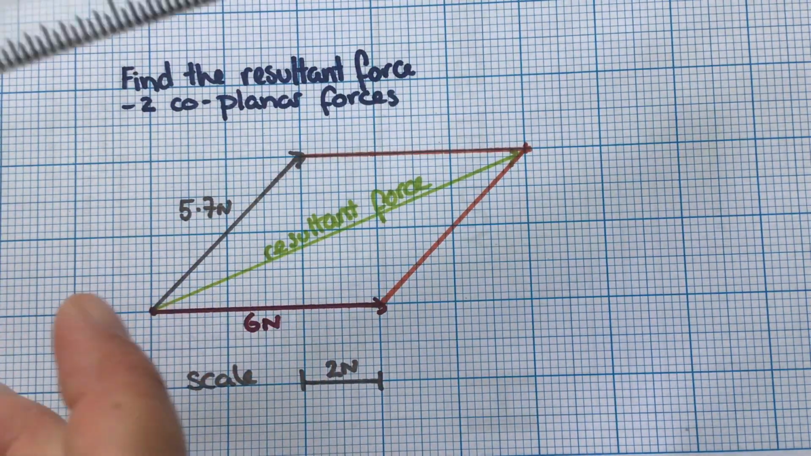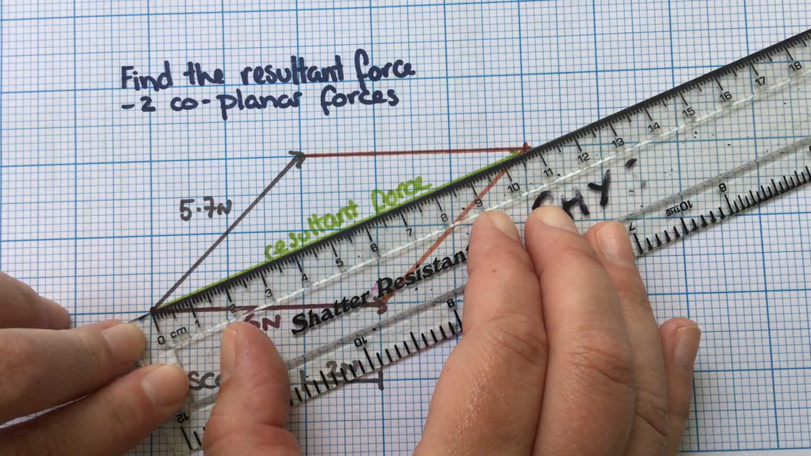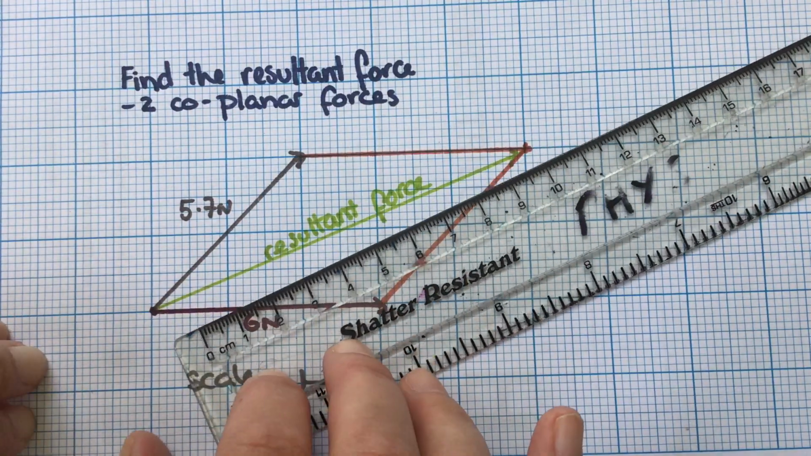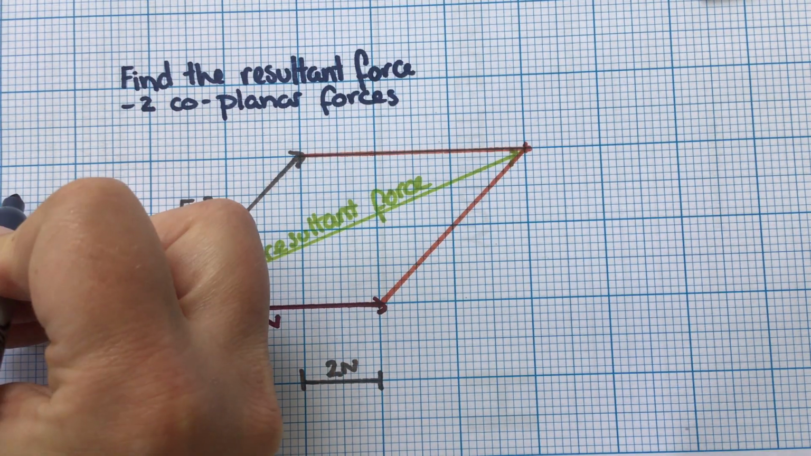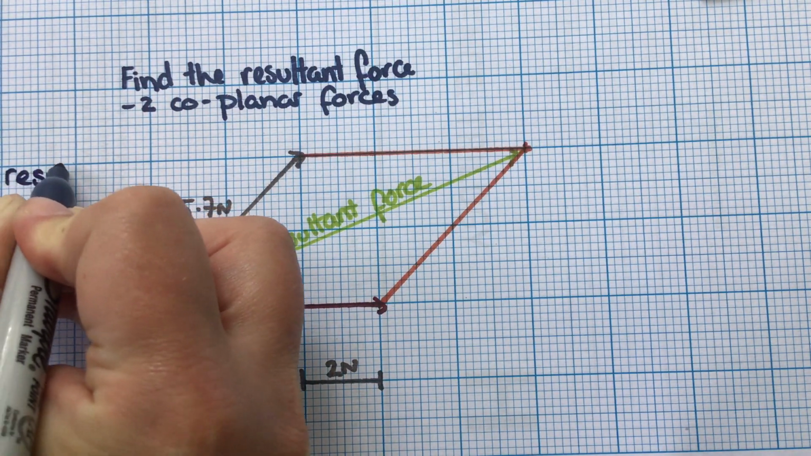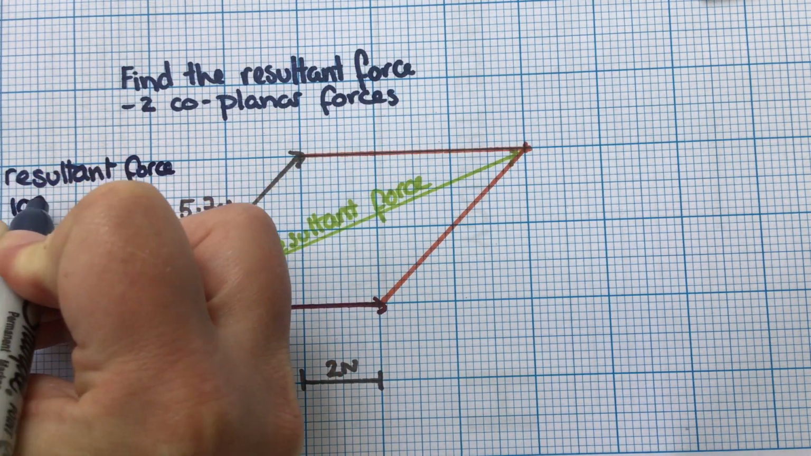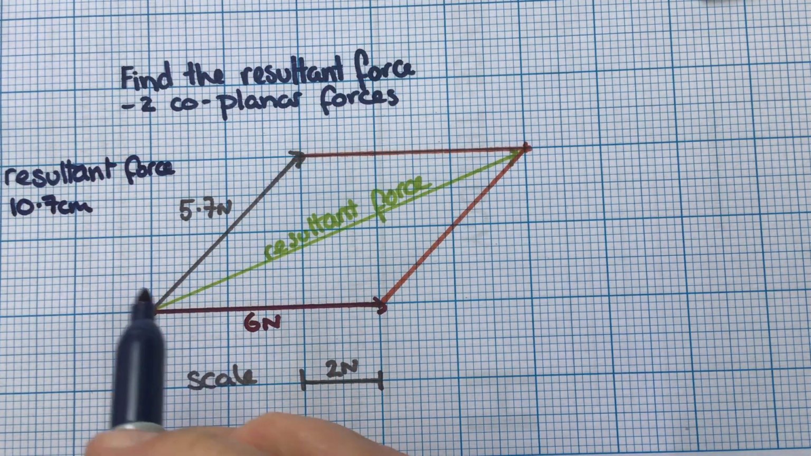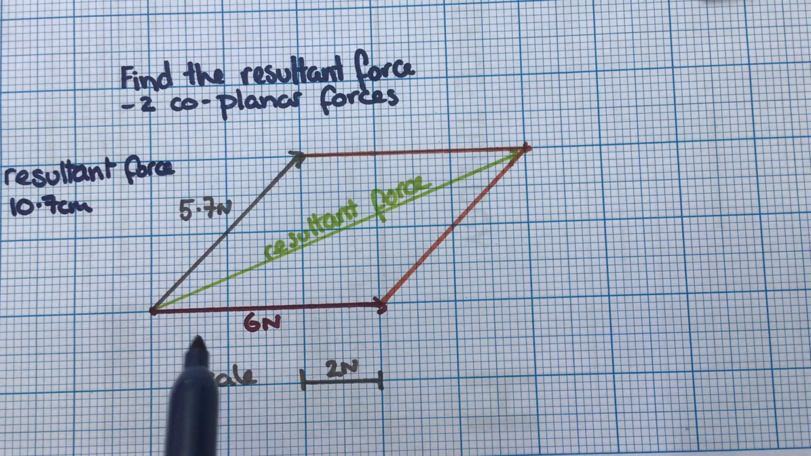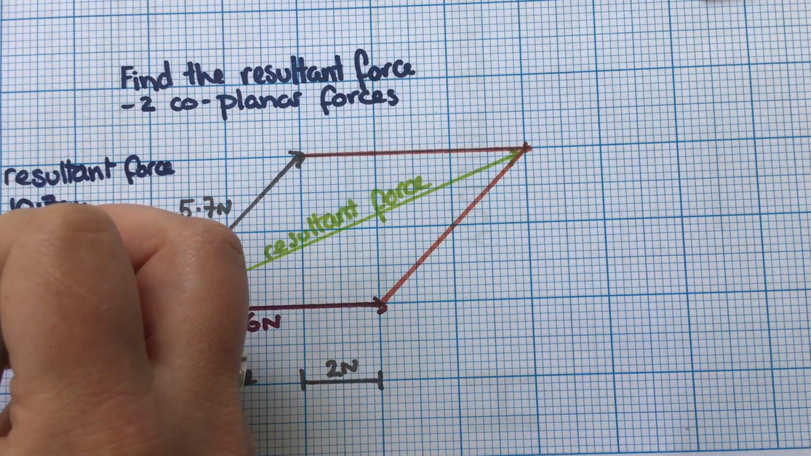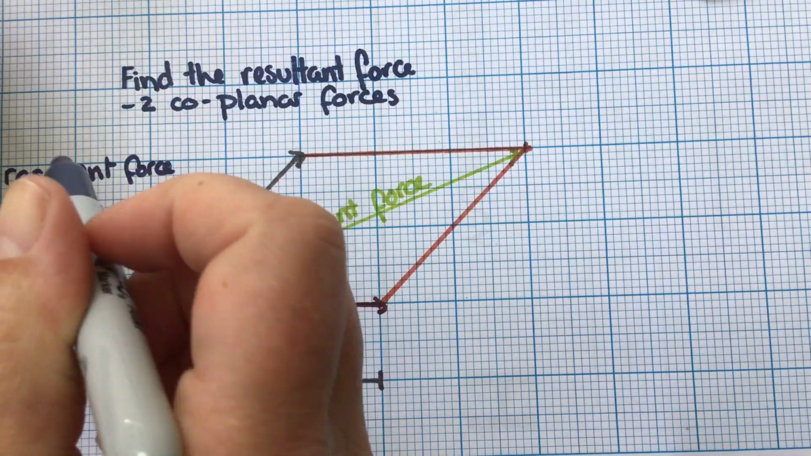Now we need to do the same thing we've done before: measure the length of it to find the magnitude. I got 10.7 centimetres there. Now remember, this isn't the magnitude of the force, this is the length of the arrow. I need to use the scale to convert this into a force. So it's going to be 10.7 newtons according to this scale. But this is just the magnitude.